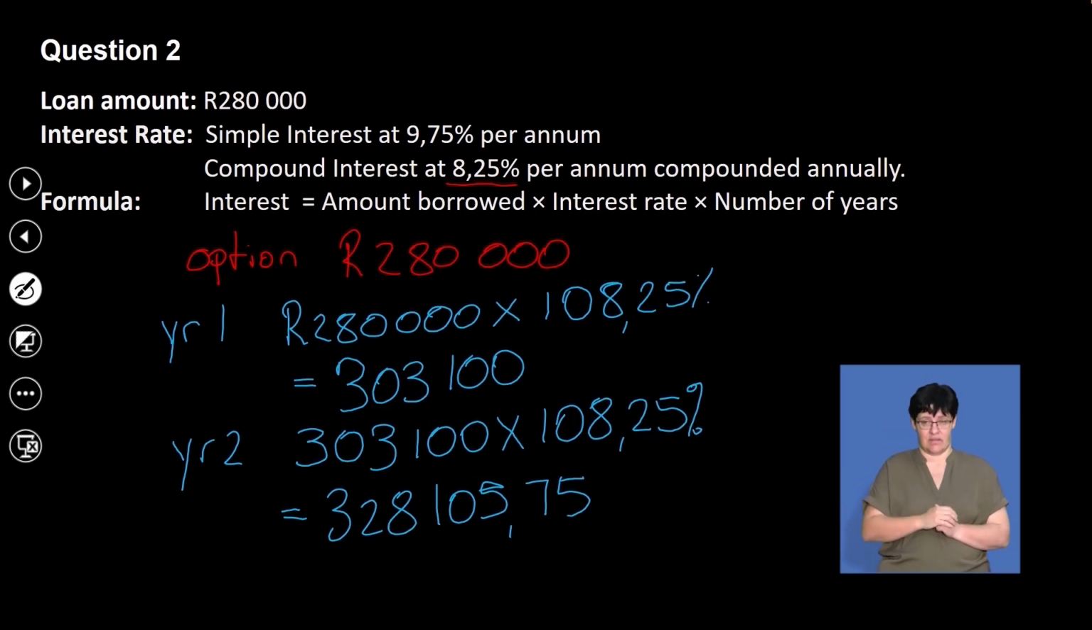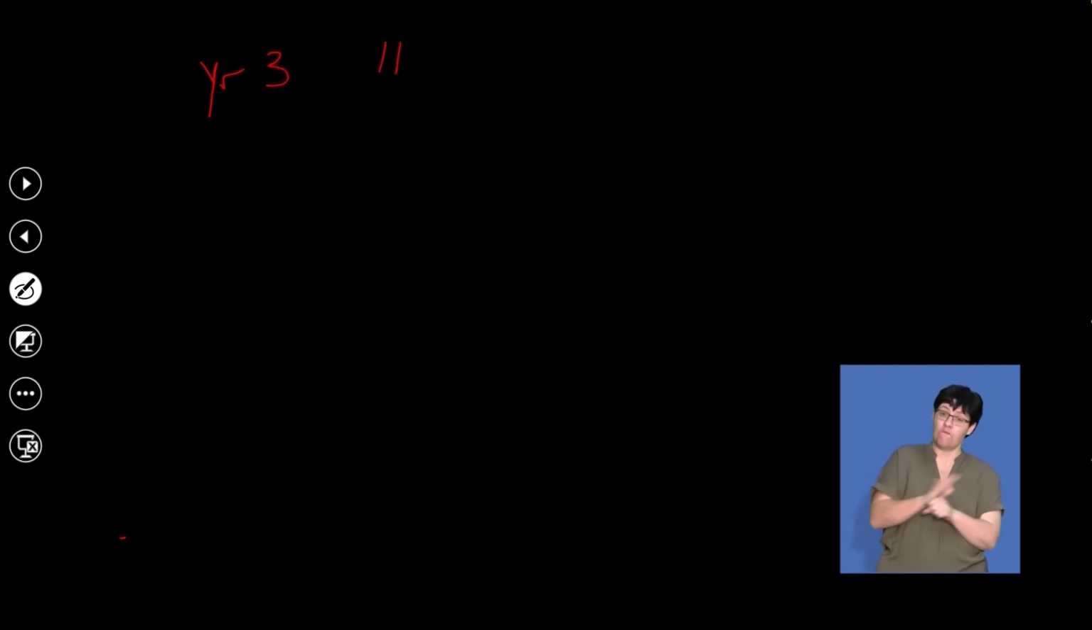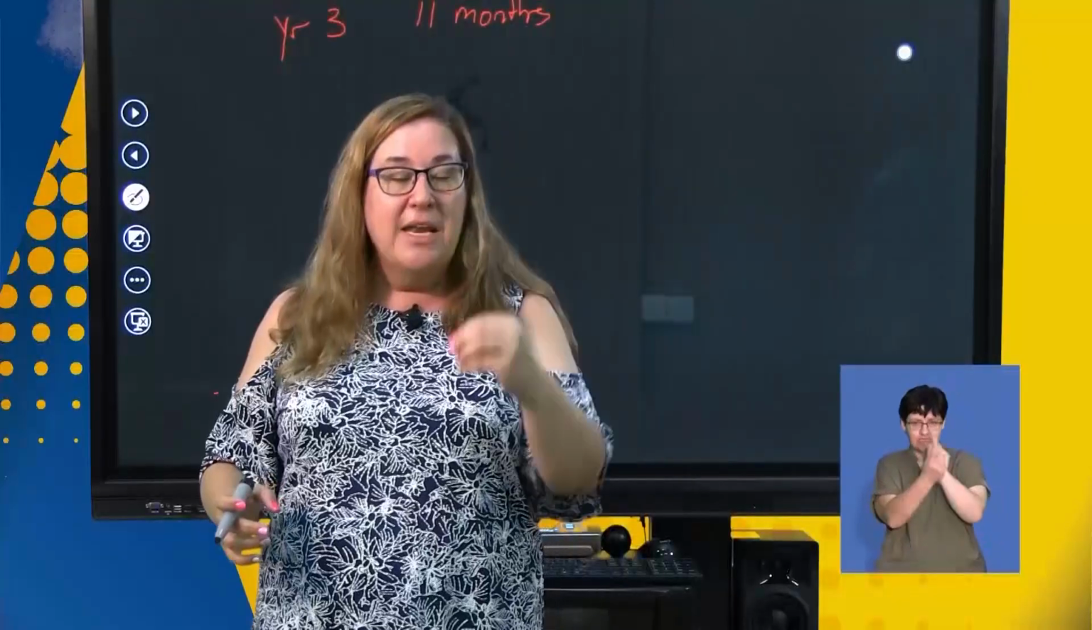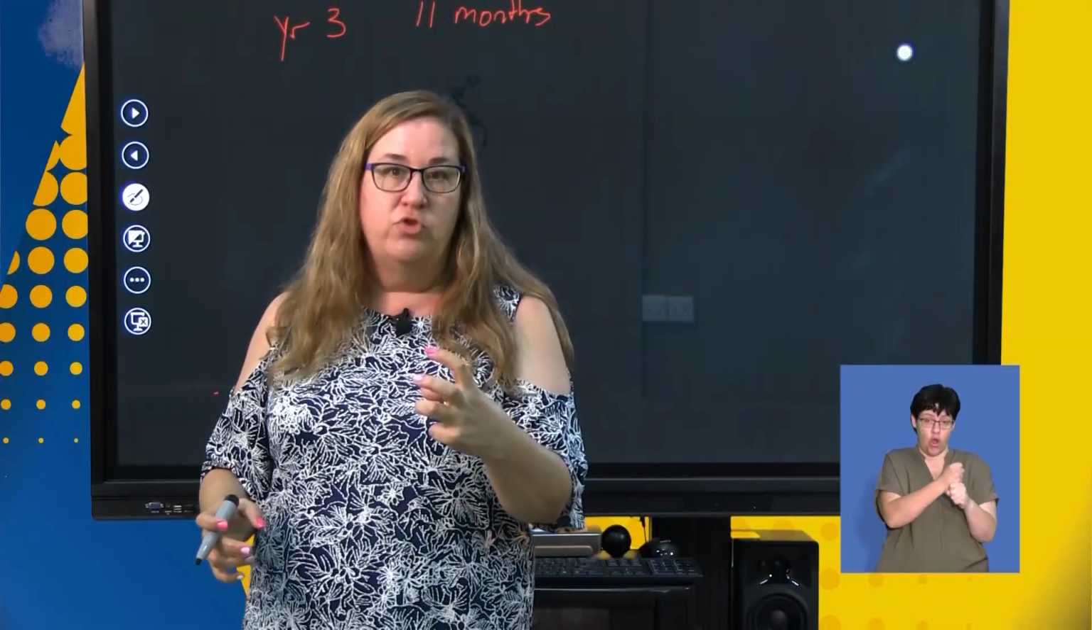328,105.75. That's the amount for year 2. Now we have a slight issue with year 3. So let me change colors with this. In year 3, I don't have a full year, I've only got 11 months. So what I need to do is convert my annual interest rate into a monthly rate and then work out how many months.